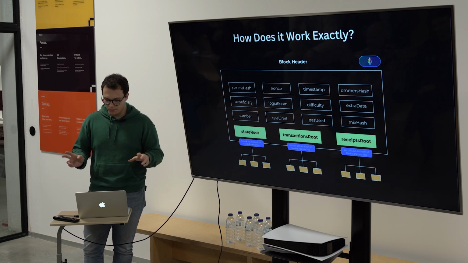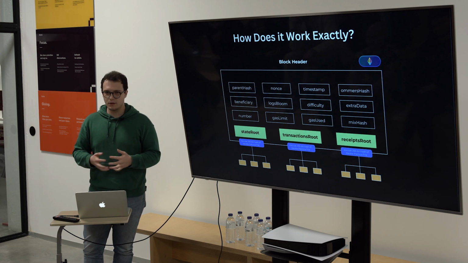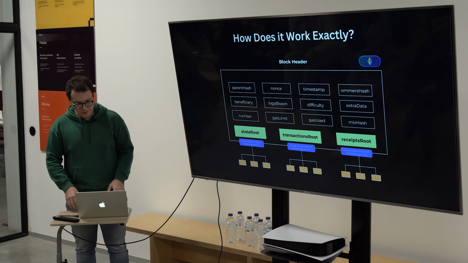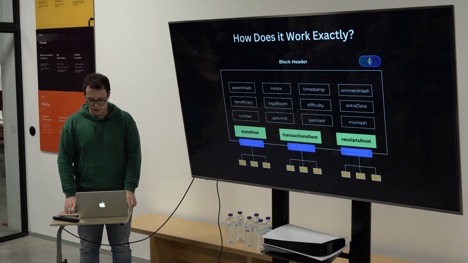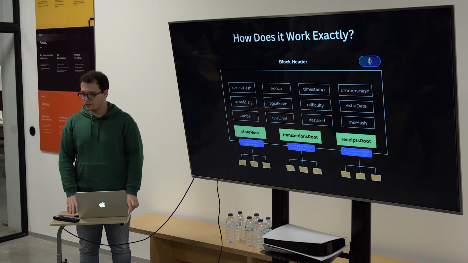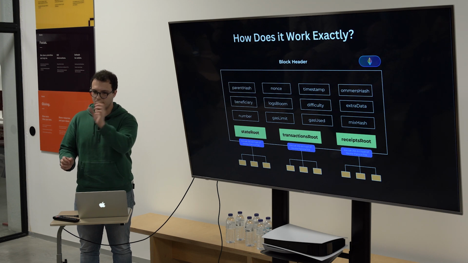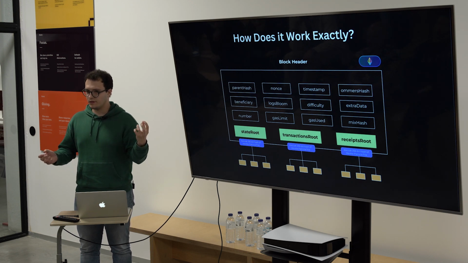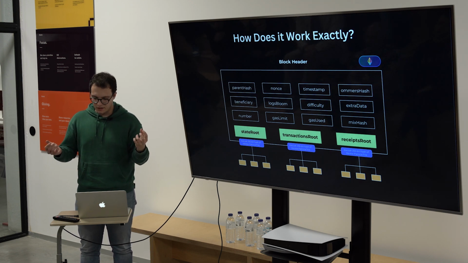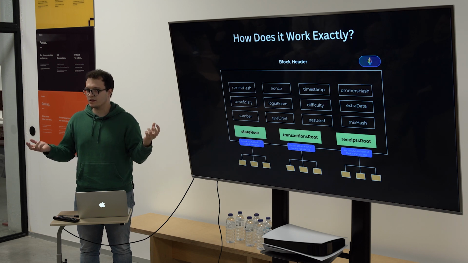So let's just focus on the 3 most important ones for storage proofs: state root, transactions root, and receipt root. Okay, so I mentioned that a blockchain is like a linked list of headers. But now we also have something that we call a state. And a state is essentially like a database at the end of the day.